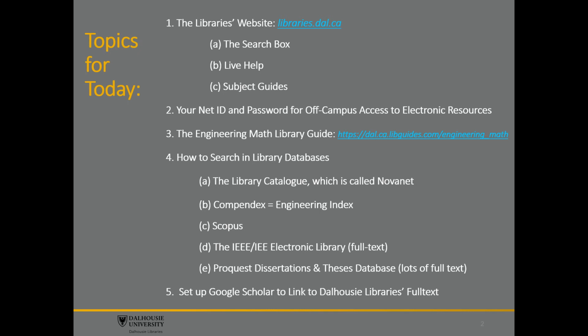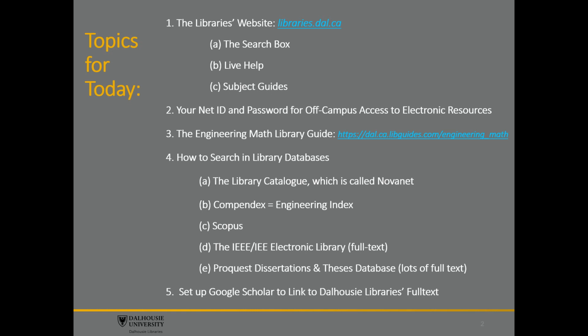I'm going to show you the library catalog, which is called Novanet. And library catalogs have evolved a lot over the years, and the catalog we have now is very robust and can offer you much more than it ever has in the past. We will look at Compendex, which is the online version of Engineering Index. We will look at Scopus, which is a great database for what is called citation chaining. So following a topic through the literature, following a topic or an author even.